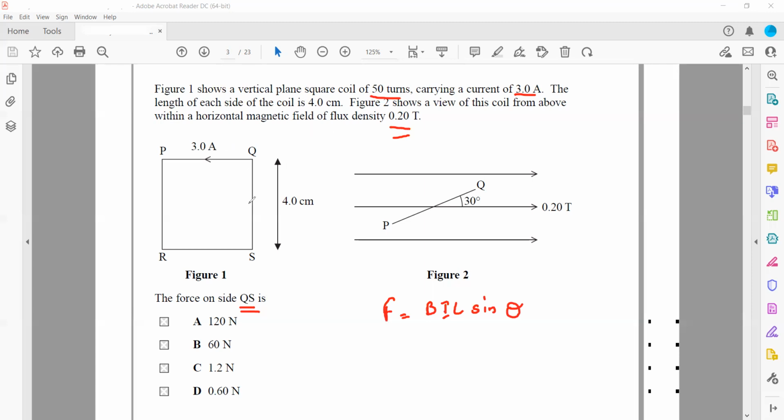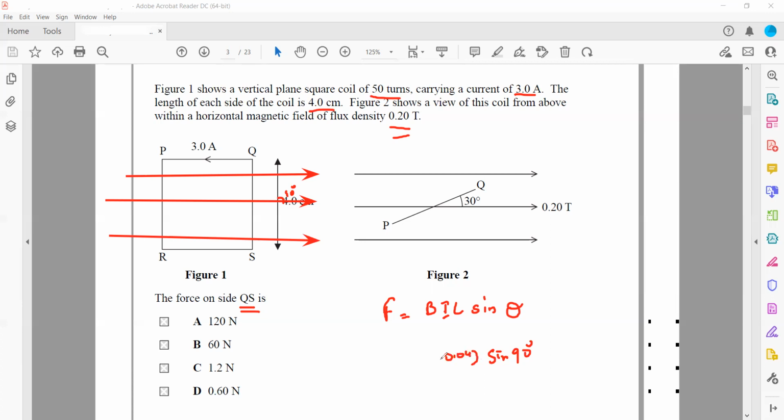When we draw the magnetic field, if this is figure 1, we are looking from the top, and this is basically the view from above, and this is the view from the side. So for sides Q and S, the magnetic field lines are actually perpendicular, 90 degrees, and sine 90 is 1, which is the maximum, so theta is 90. L is the length; each side is 4 centimeters, but it should be in meters, so that's why 0.04.